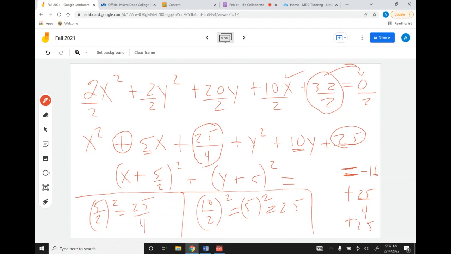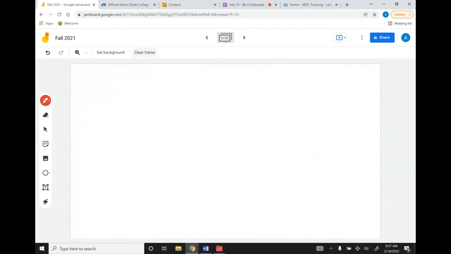Now, this is where I have to work a little bit harder. 16, 25 take away 16 is 9, okay? But 9, I have to add plus 25 over 4. So I'm going to do that here. 9 plus 25 over 4.